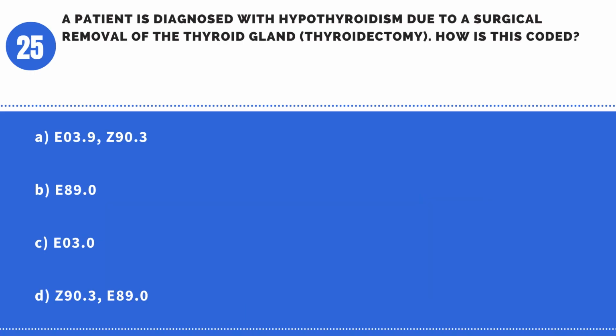Question 25. A patient is diagnosed with hypothyroidism due to a surgical removal of the thyroid gland, thyroidectomy. How is this coded? A. E03.9, Z90.3. B. E89.0. C. E03.0. D. Z90.3, E89.0.